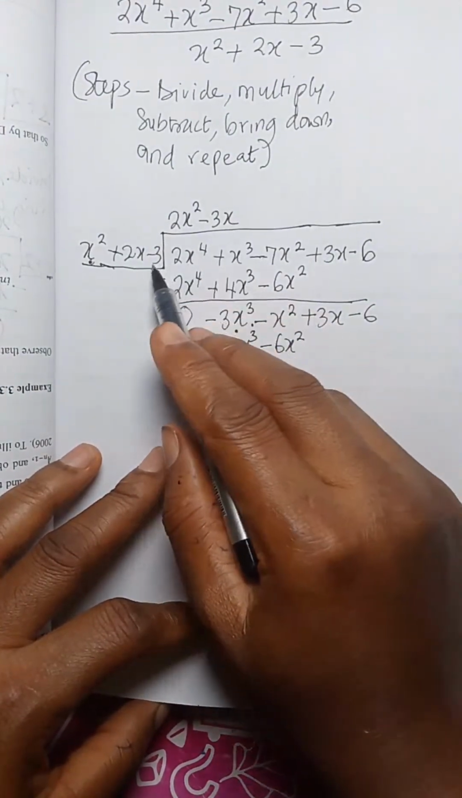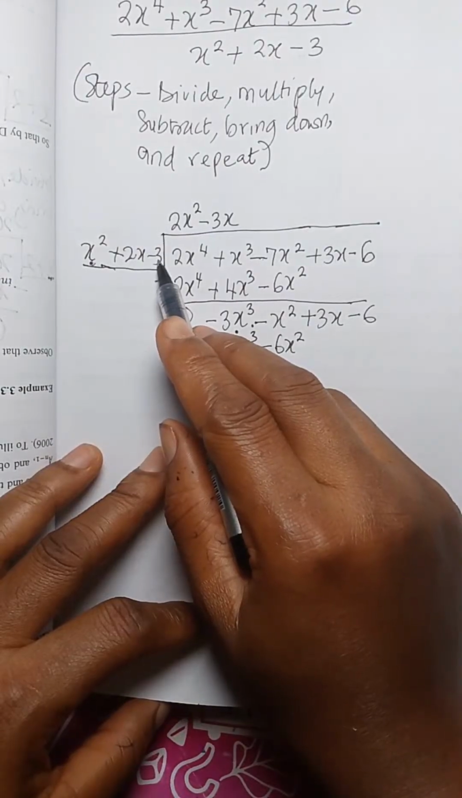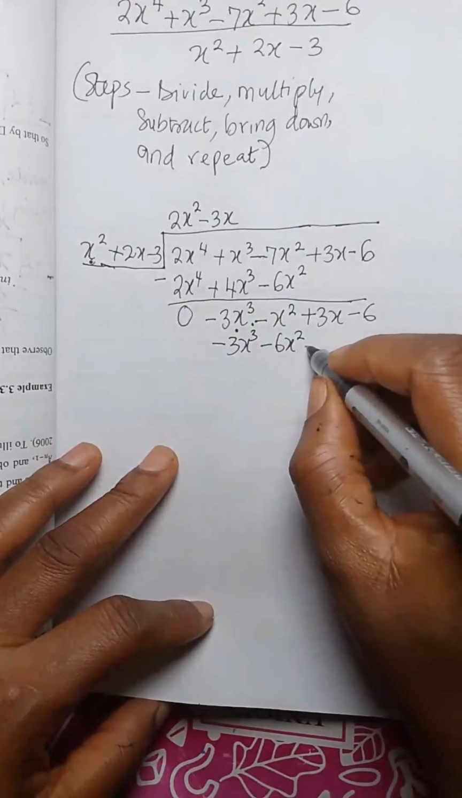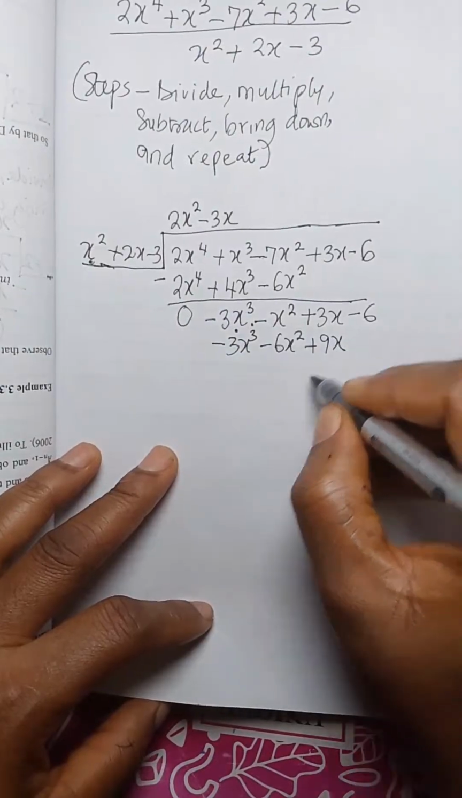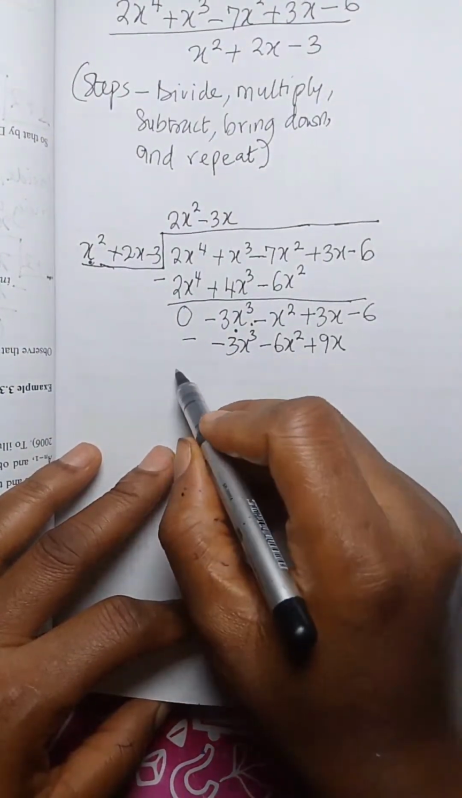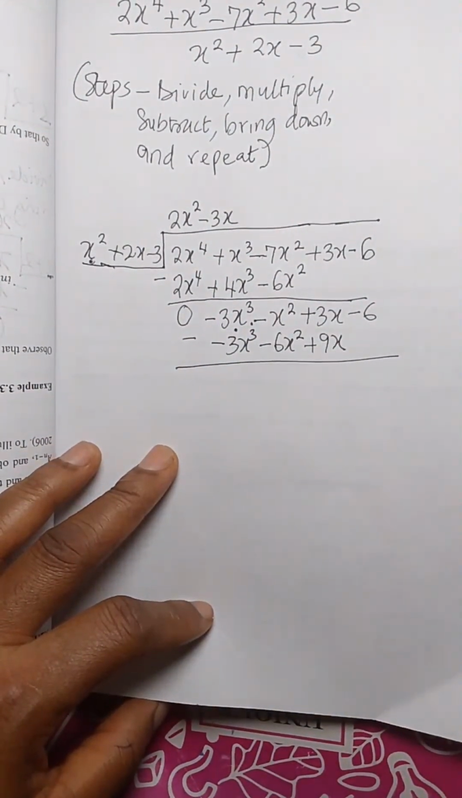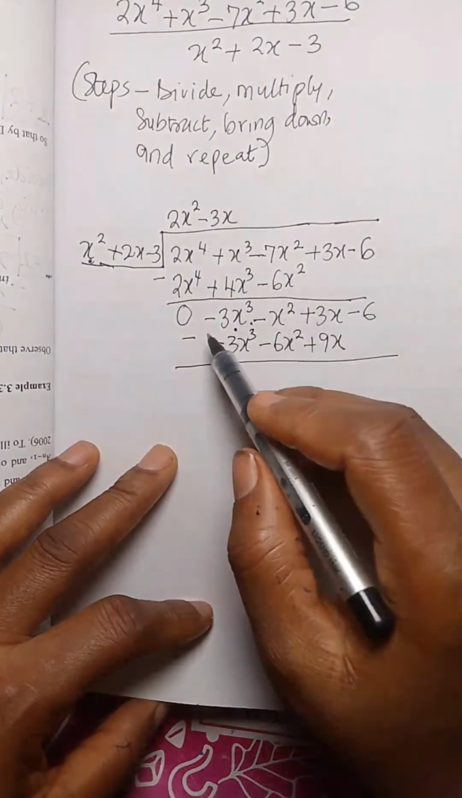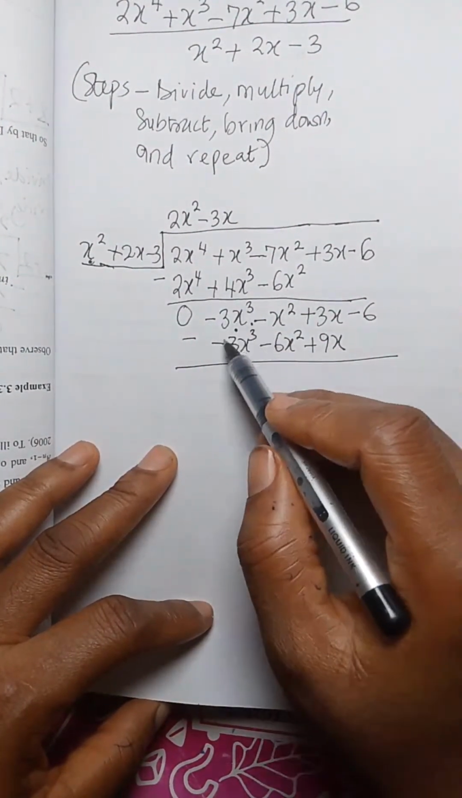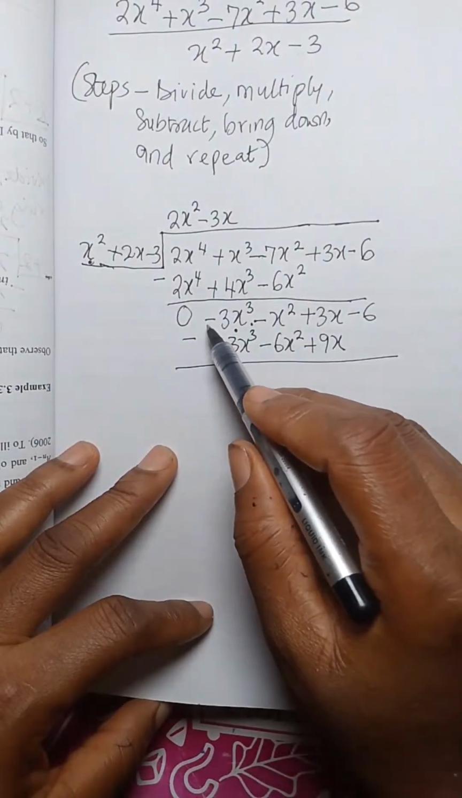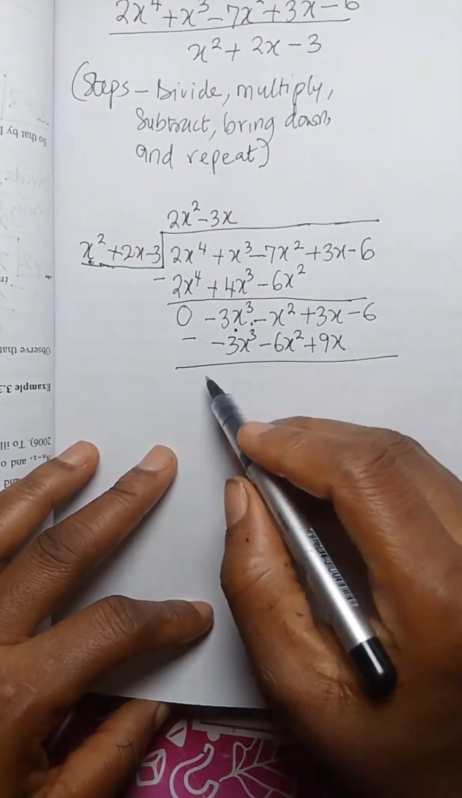Minus 3x multiplied by minus 3 will give us plus 9x. Okay, plus 9x. We subtract again. When we subtract, minus 3x cubed minus minus is plus, so it's like minus 3x cubed plus 3x cubed. That is 0.